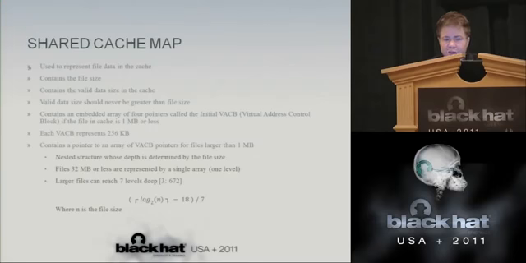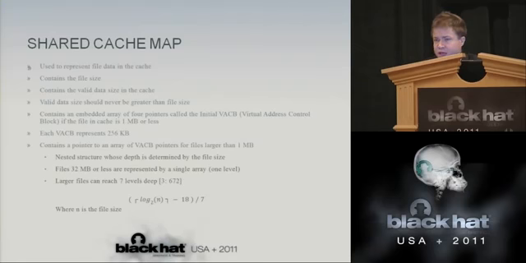Also within the shared cache map, the main crux of where the information is stored is in a VACB. That's a virtual address control block. Each VACB represents 256K of data, which will contain a pointer to the virtual address where that 256K resides. So you translate that virtual address and then you get the information you want. Basically, there's an array of these VACBs.